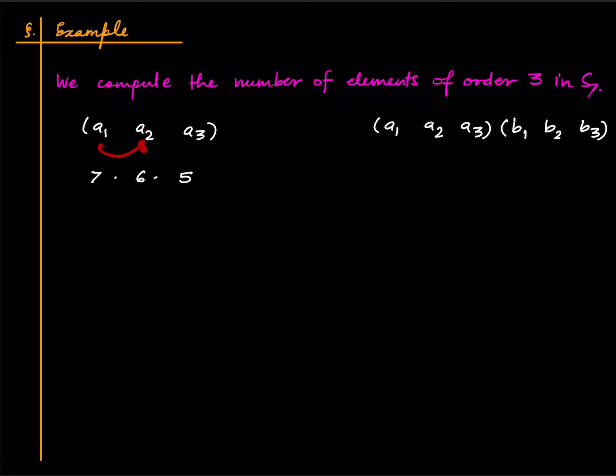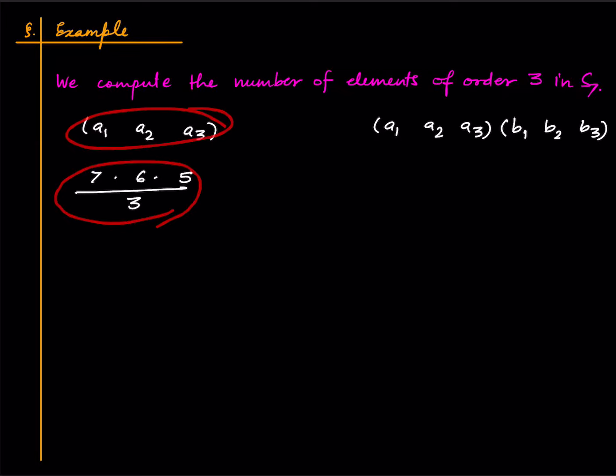But recall that you can cyclically permute them and it's the same thing, meaning this is the same as A2, A1, A3, or A3, A1, A2, and so on. So we have overcounted 3 times, and hence we need to divide by 3. So that many are such elements in S7.